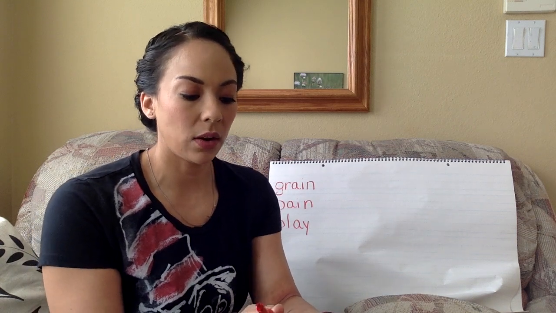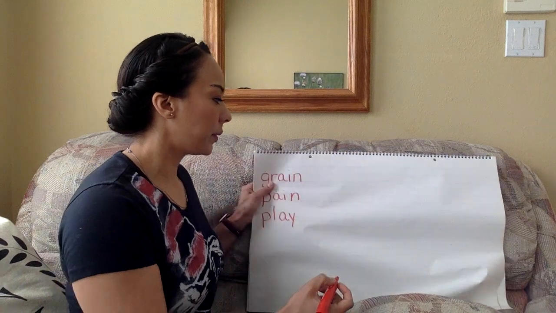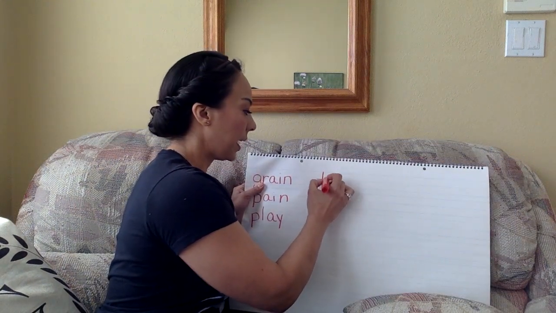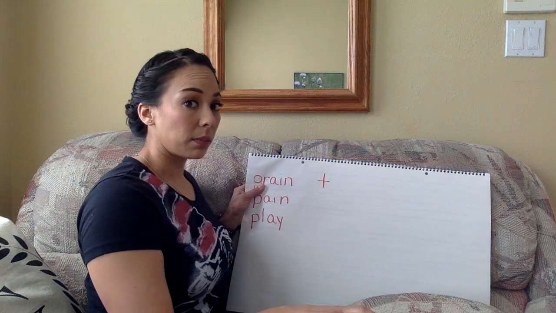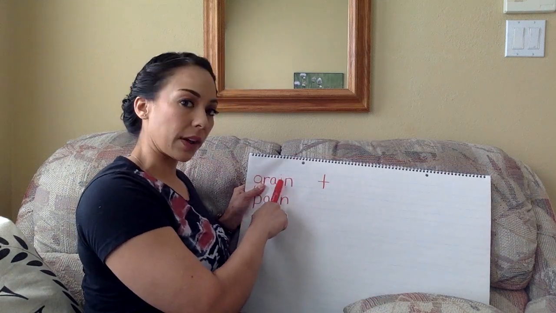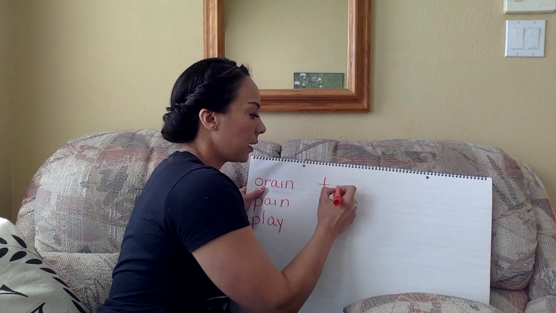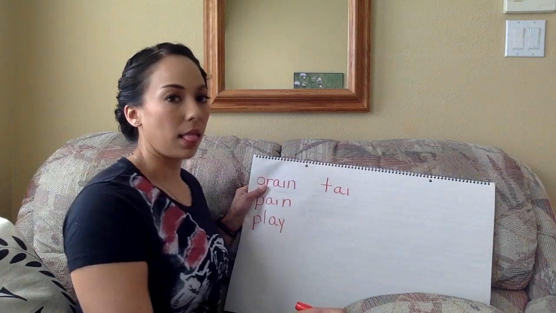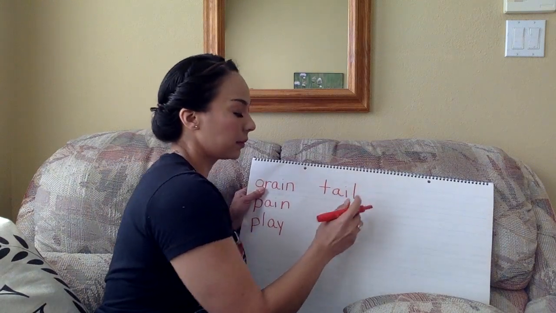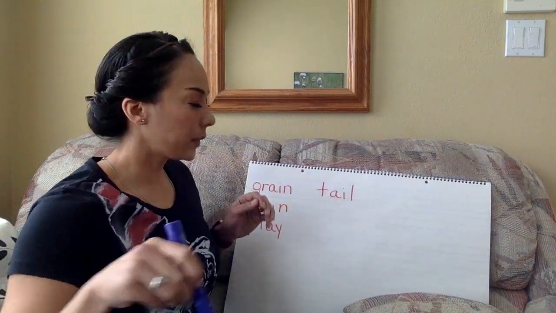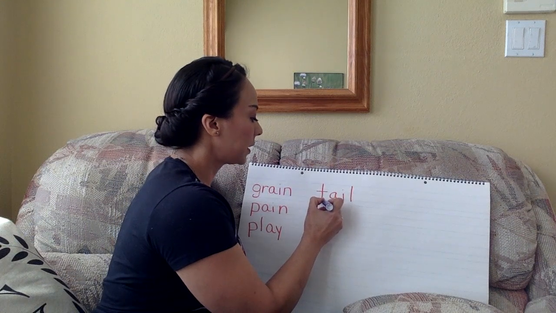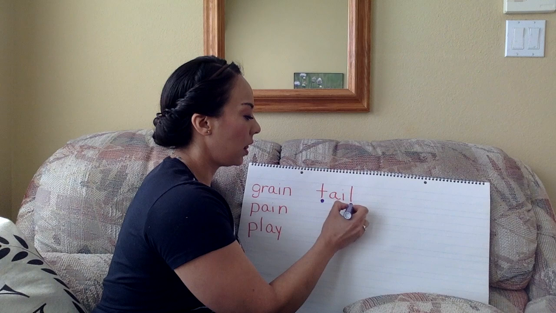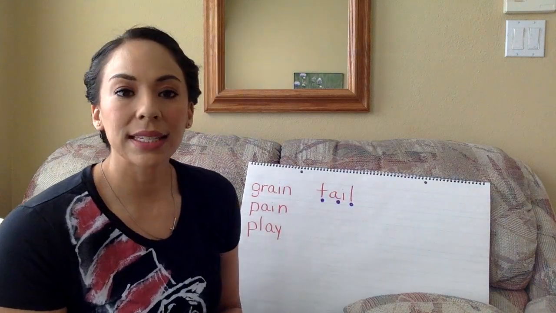Okay, let's see how to spell tail. Here we go. Right, that's T. A, and I said it's a vowel team, right? This is the only one that's a vowel team. And L. Let's make sure we've got it. T. A. L. Three sounds. Tail. We did it.